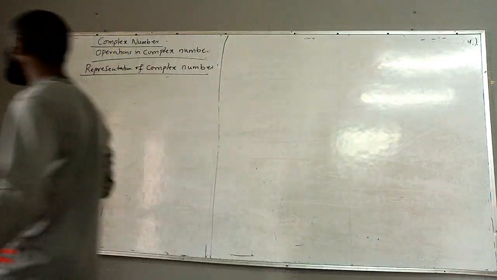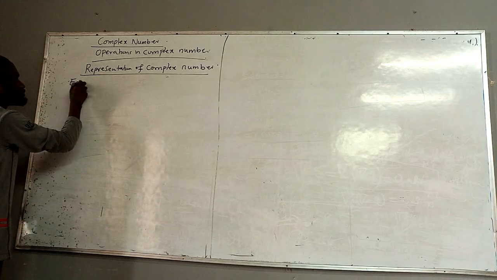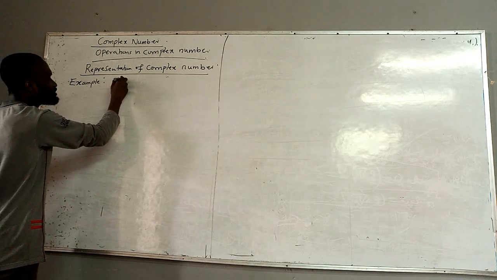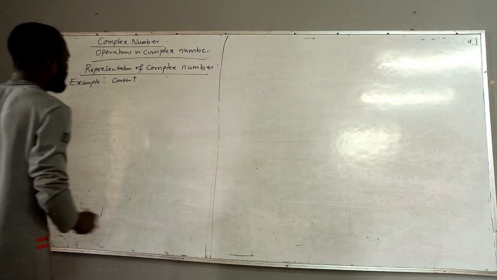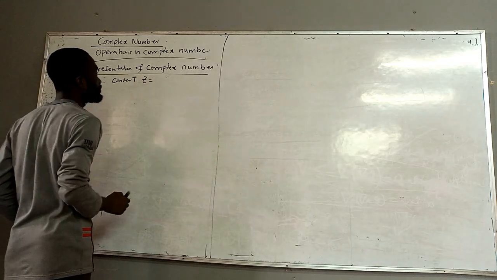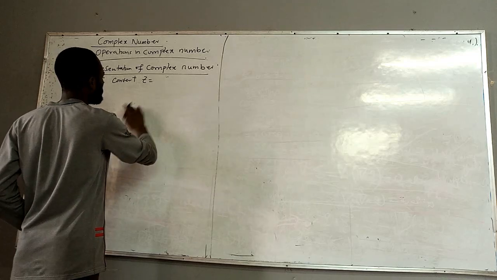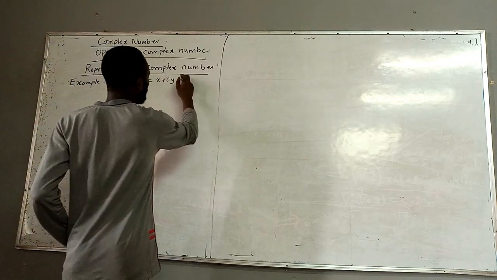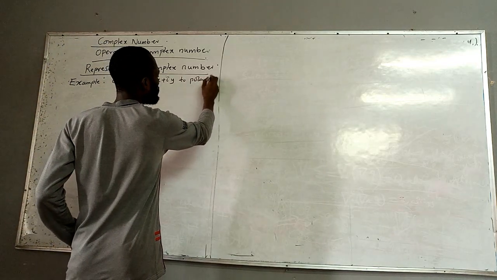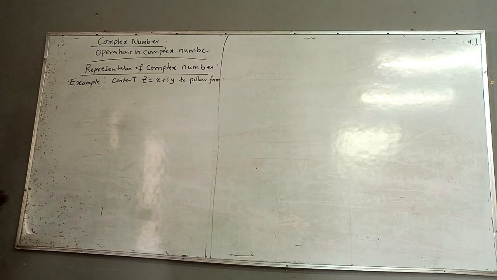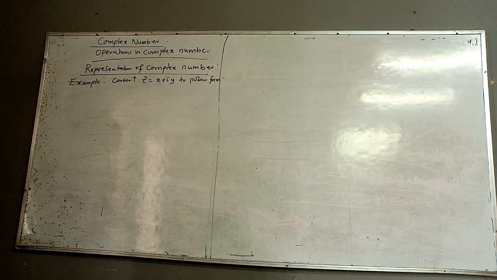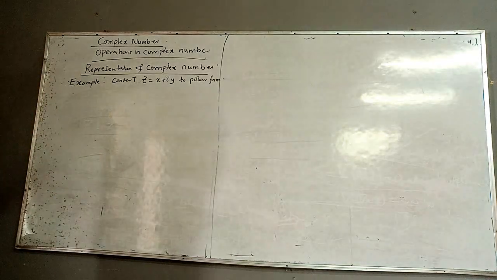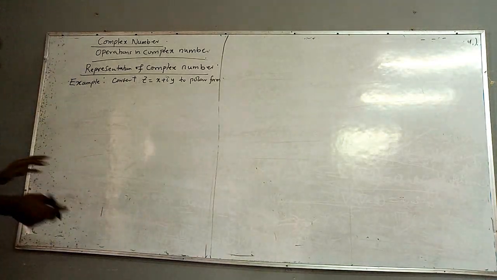Now, another example. Convert z equals x plus iy to polar form. This is very easy. To convert to polar form, I need two things. The first thing I need to get is my r. I also need theta. If you know those two things, then you get your polar form.